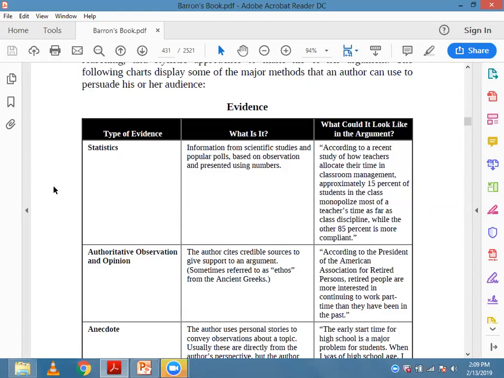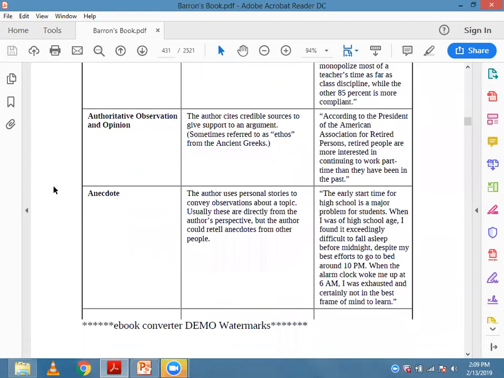Now, the second category is authoritative observation and opinion. Much like statistics, this again works on giving the reader concrete proof of what the author is saying, and hence it makes the argument more impactful. It has more of an impression on the reader, impression in the sense of leaving a mark. Okay. So again, it is always given to work with the reasoning and to support the argument.